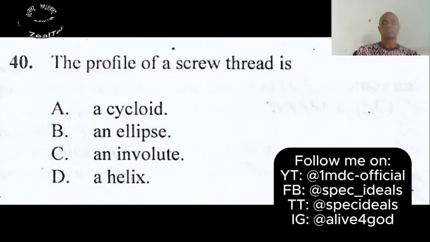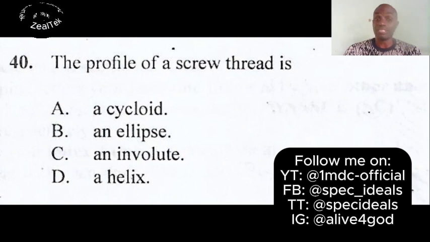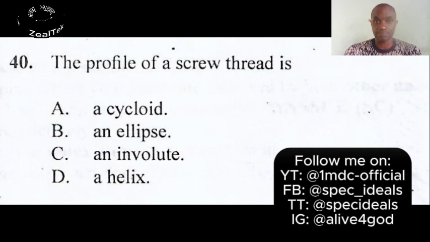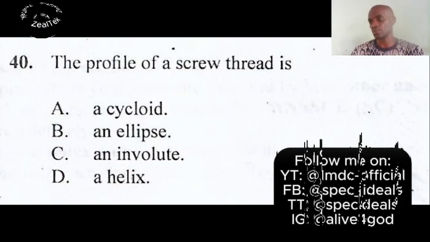And lastly, the profile of a screw thread is normally a helix. This brings us to the end of this tutorial.